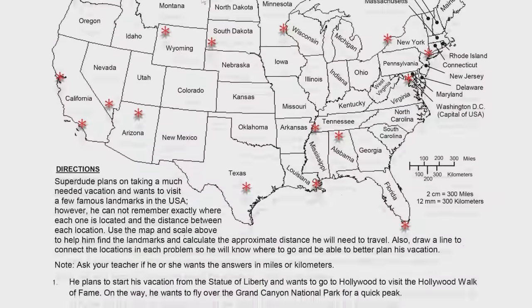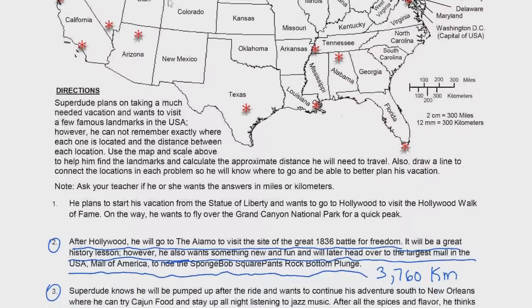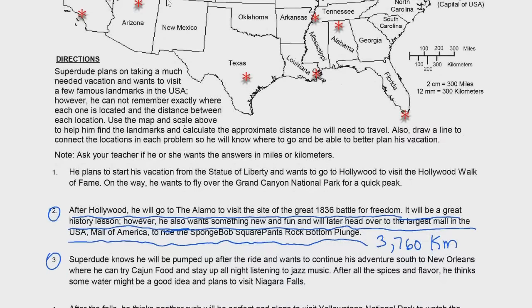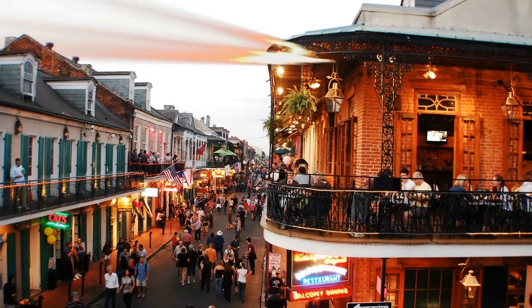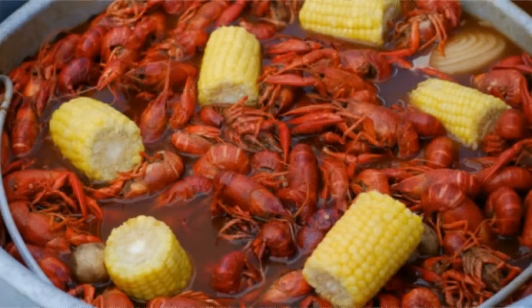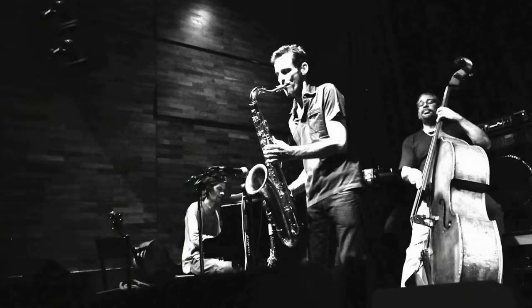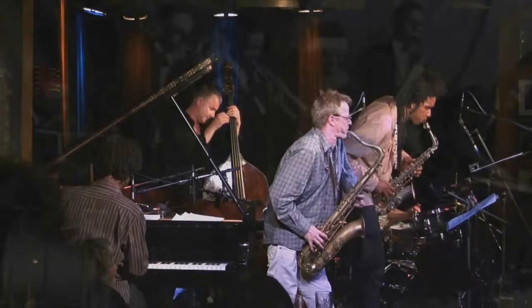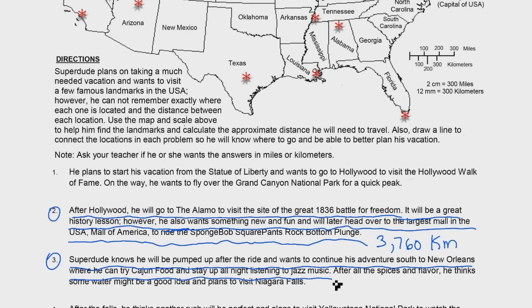All right, problem number three. Problem three says, Super Dude knows he will be pumped up after the ride and wants to continue his adventure south to New Orleans, where he can try Cajun food and stay up all night listening to jazz music. And if you didn't know, New Orleans is located in Louisiana, right there.